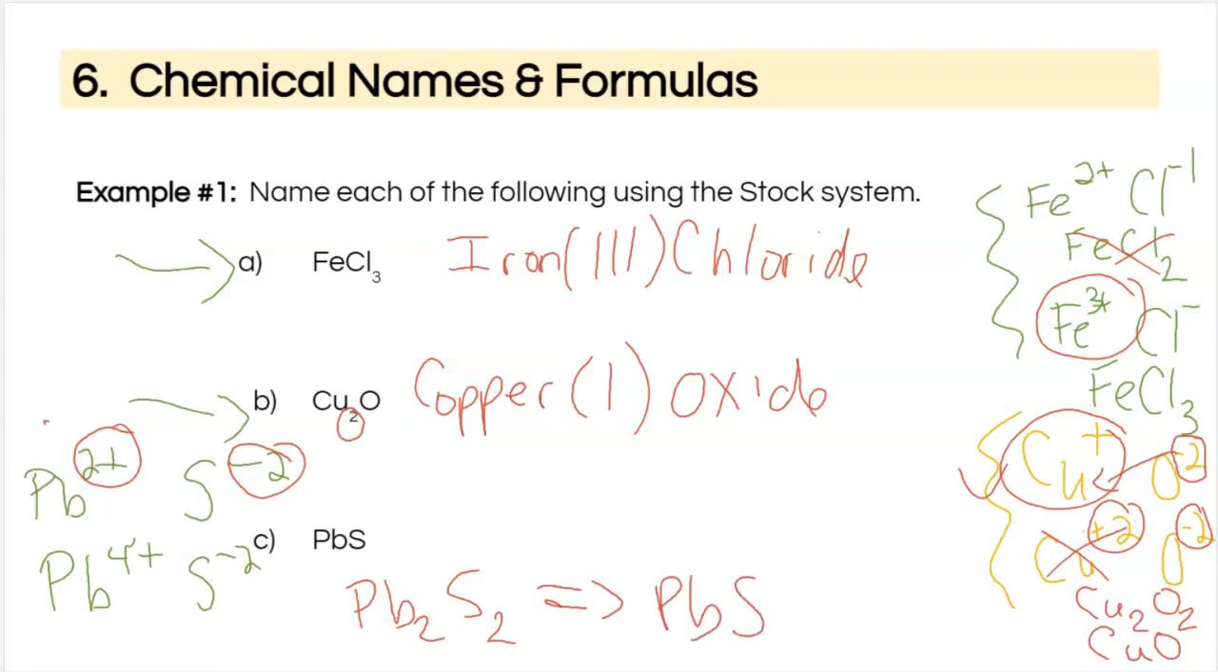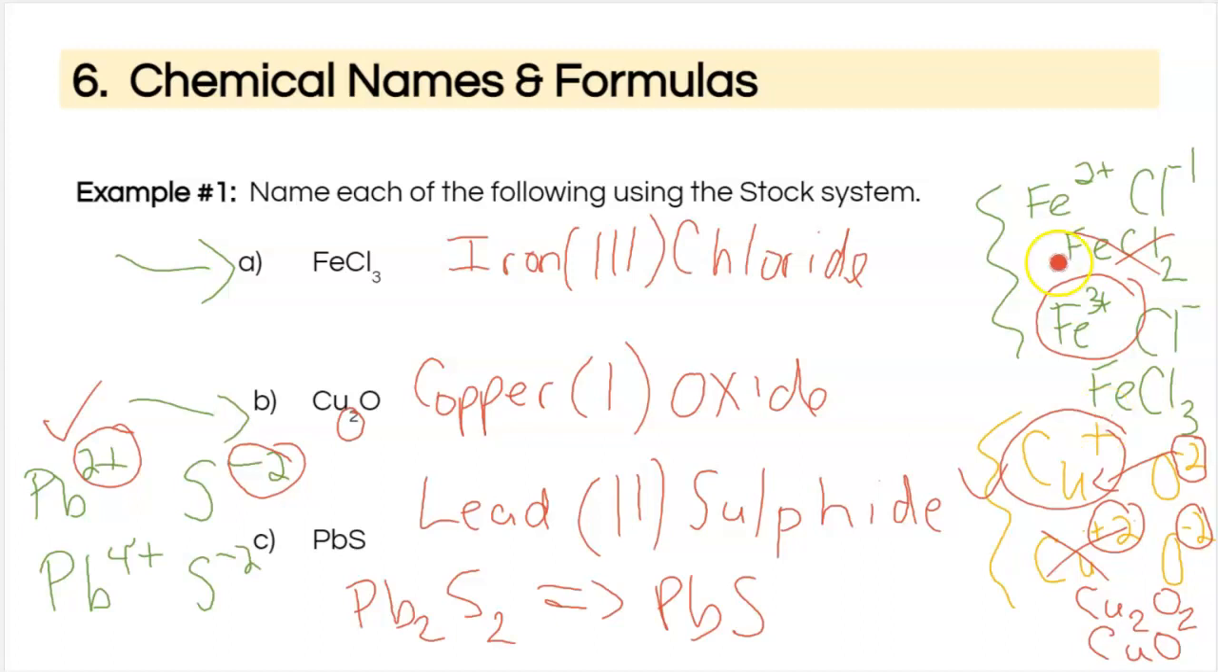So that's telling me that this lead, rather, with a 2+ charge is the lead ion that I find in this compound. And so I'm going to call this compound lead(II) sulfide. And some of you may be saying, what happens if I spell sulfide with an F instead of a PH? That is okay.